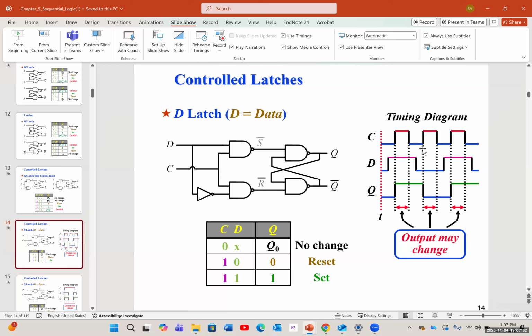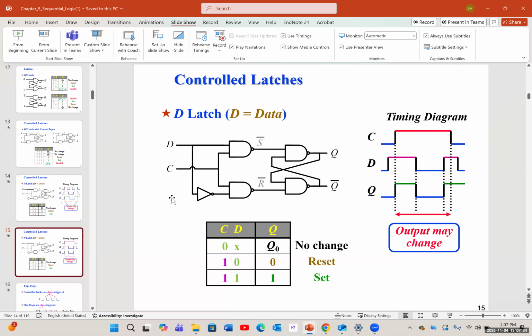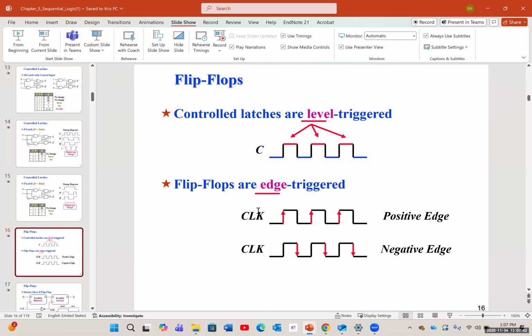We also spoke about the timing diagram, and we solved some problems on it. We have 2 types of controlled latches. We have the level triggered, which are the latches themselves, and we have the edge triggered, which are in flip-flops. We can have positive or negative edge triggered as well, meaning in a positive edge, when the clock or control goes from negative, or 0, to 1, then the output would change.